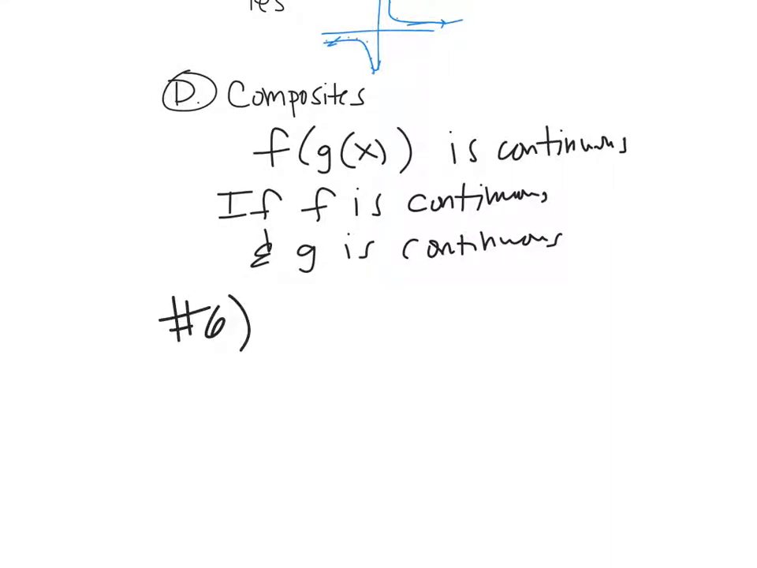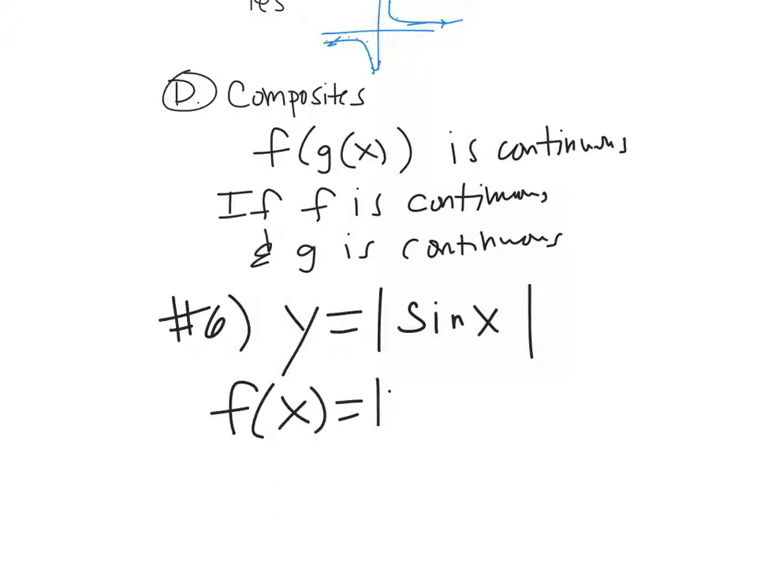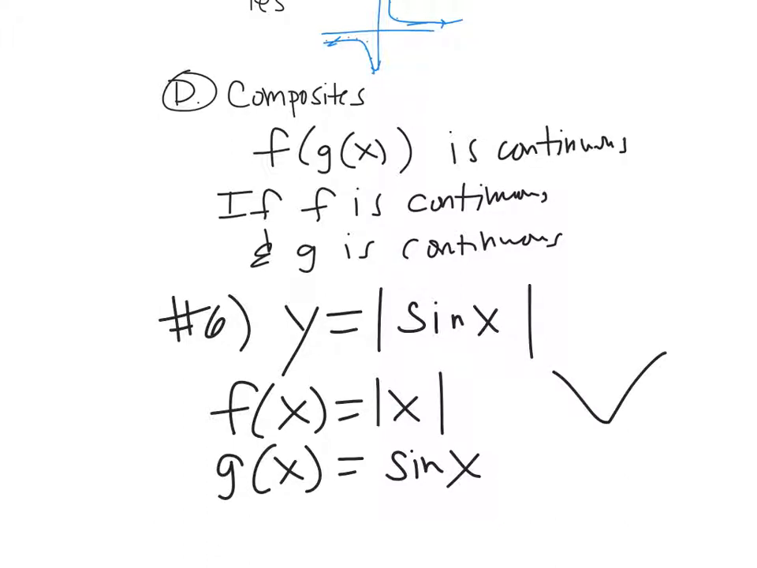Okay, suppose that you have y equals the absolute value of the sine of x. All right. That's like two functions in one, okay? It's like saying f of x is the absolute value function, and g of x is sine x. Now those, you know those functions, right? You know the absolute value is a v shape. Is that a continuous function? Yeah. You know the sine wave. Is that a continuous function? Yes. Put them together, f of g of x, and so yes, this would be a continuous function.